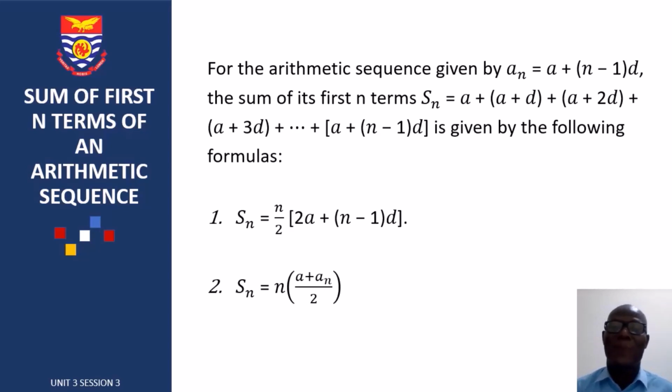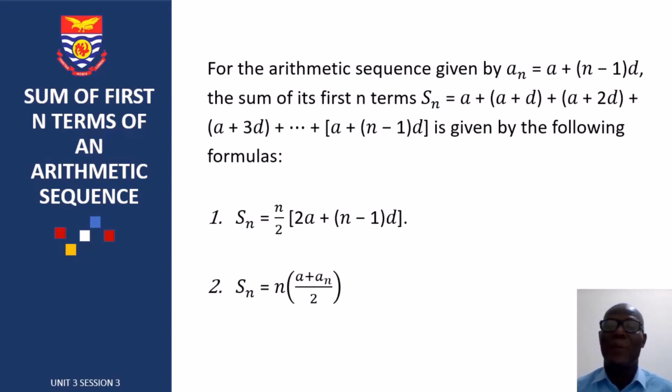Now the order of this summation can be reversed, so that our summation S subscript n is equal to the last term A subscript n plus dot dot dot plus A plus 3D plus A plus 2D plus A plus D plus A. Now if these two summations are added, then this gives 2S subscript n, which is equal to A subscript n plus A subscript n plus A subscript n plus dot dot dot plus A subscript n.